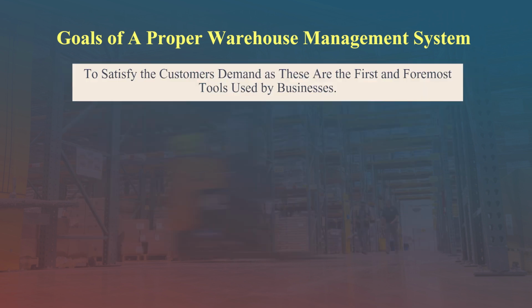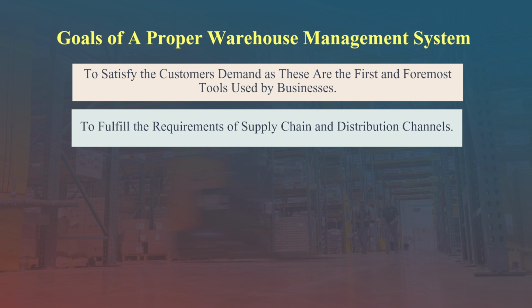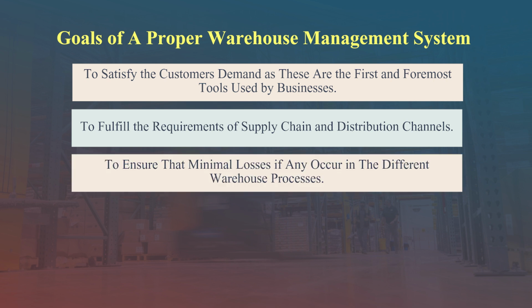Fifth, to satisfy the customer's demand, as this is the first and foremost tool used by businesses. Sixth, to fulfill the requirements of supply chain and distribution channels. Seventh, to ensure that minimal losses, if any, occur in the different warehouse processes. Now, the next concept we have is elements of warehouse management system.